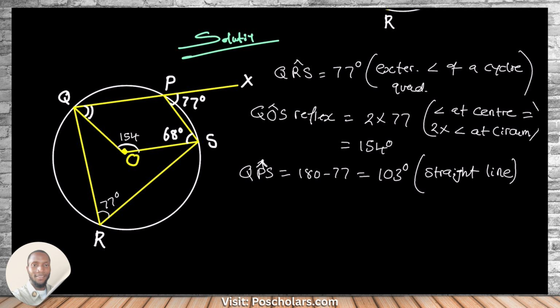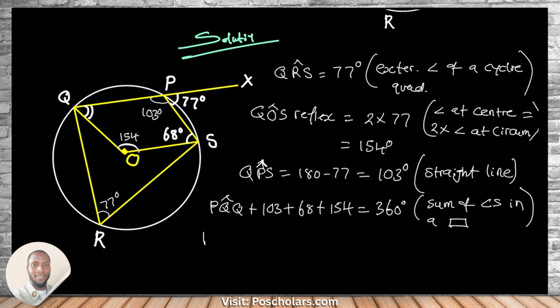Now this part of the angle is 103 degrees. You see, we know this angle now, we know this angle, but we don't know this. And again, we know that this shape is a quadrilateral. We know that the sum of angles in a quadrilateral is equal to 360 degrees. This is the mission. So angle PQO plus 103 plus 68 plus 154 is equal to 360 degrees. And the reason is sum of angles in a quadrilateral.